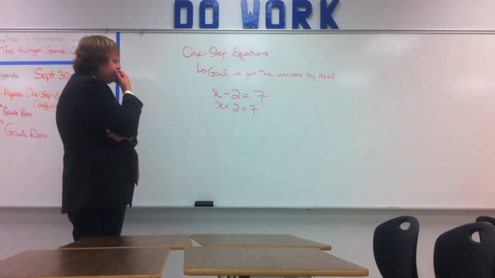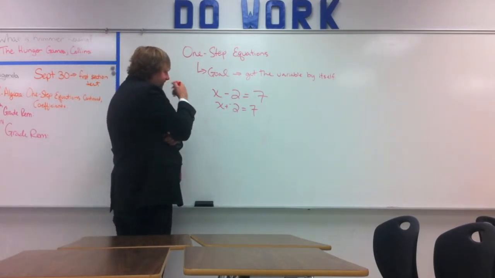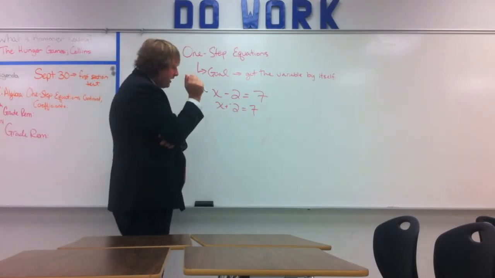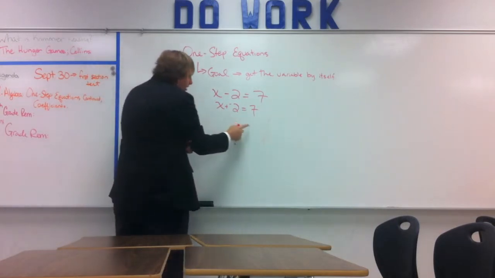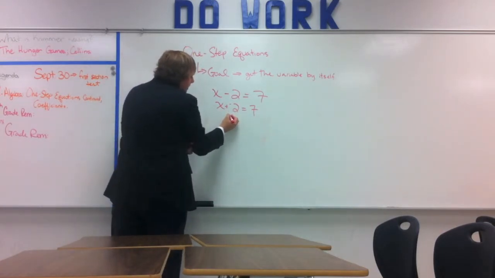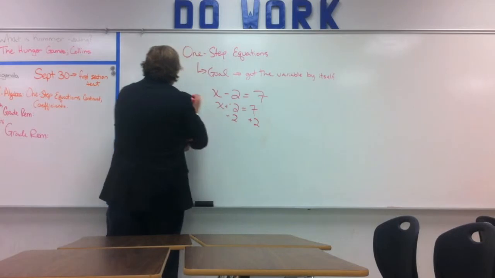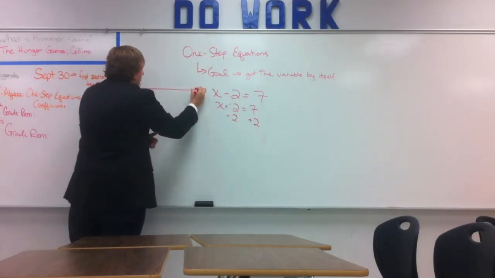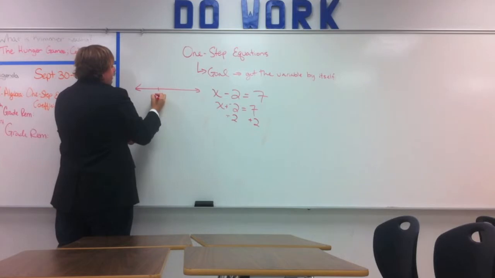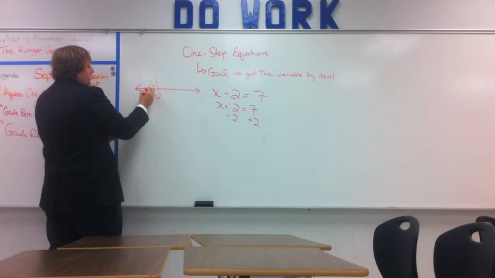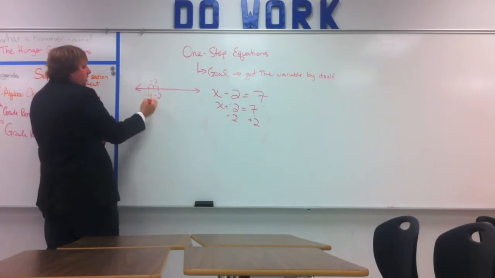And remember, x wants to be by himself or by herself. So we need to figure out a way to get rid of a negative 2. The best way to get it to the other side of the equation is to add 2 to both sides. Think about it on a number line. We're at negative 2. If we go negative 2 more on both sides, that'll give us a negative 4. That's not good, right? We want to get x by itself.